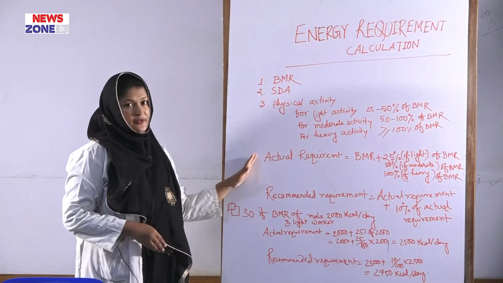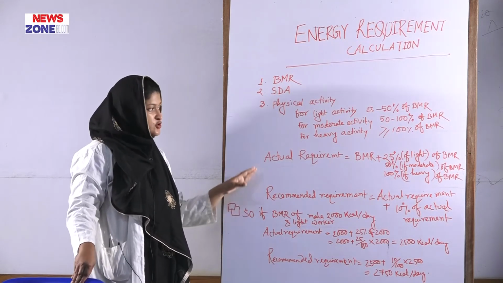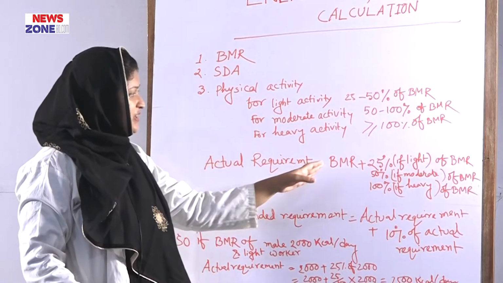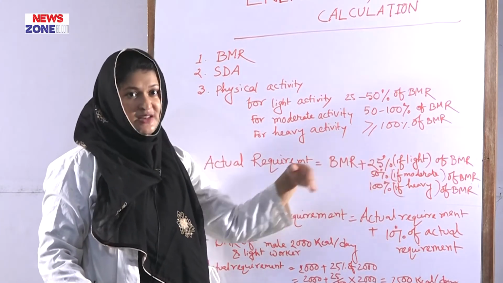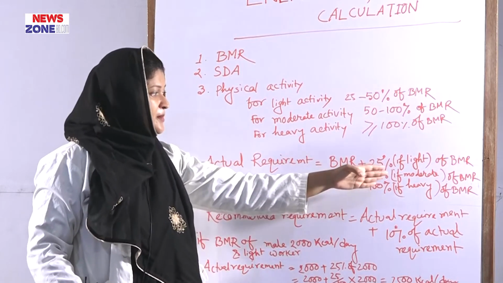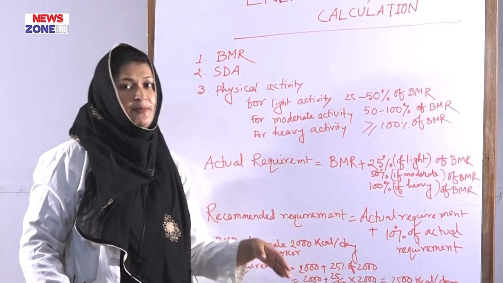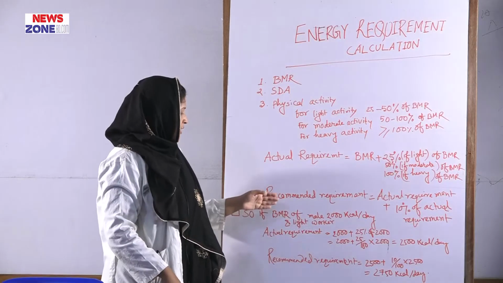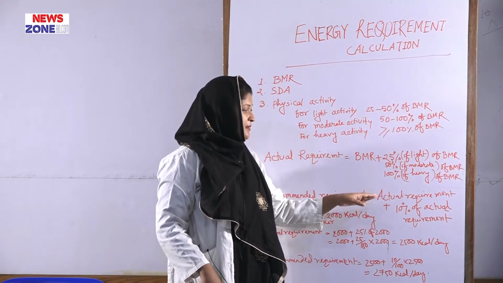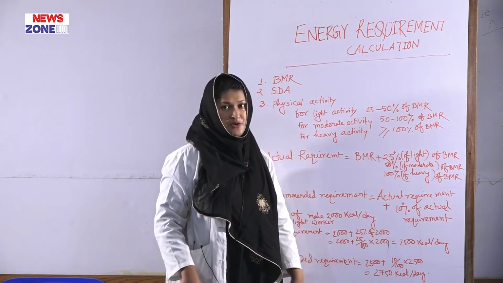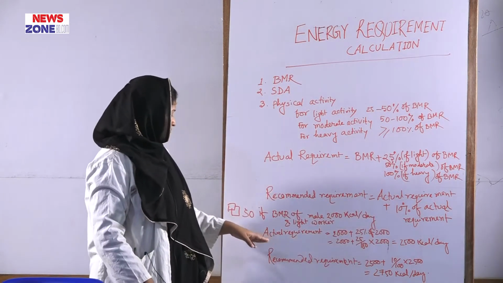So there are two types of energy requirement: actual energy requirement and recommended energy requirement. Actual requirement is a summation of BMR plus 25% of BMR if the person is a light worker, 50% of BMR if the person is a moderate worker, and 100% of BMR if the person is a heavy worker. Now come to the recommended requirement. In the calculation of recommended requirement, there will be actual requirement plus 10% of actual requirement, and 10% stands for SDA, specific dynamic action of that food.